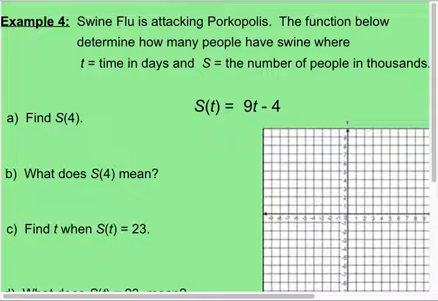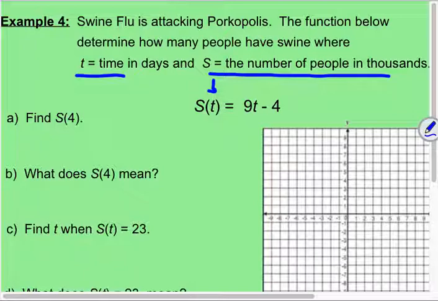Okay, last problem, example 4 here. Here's where we kind of apply some of this function notation to a word problem. Swine flu is attacking Porkopolis. The function below may be used to determine how many people have swine flu, where t is time. So instead of x, we're going to use t because t is time. That's perfect. S is the number of people in thousands. That's how many people would have the swine flu.